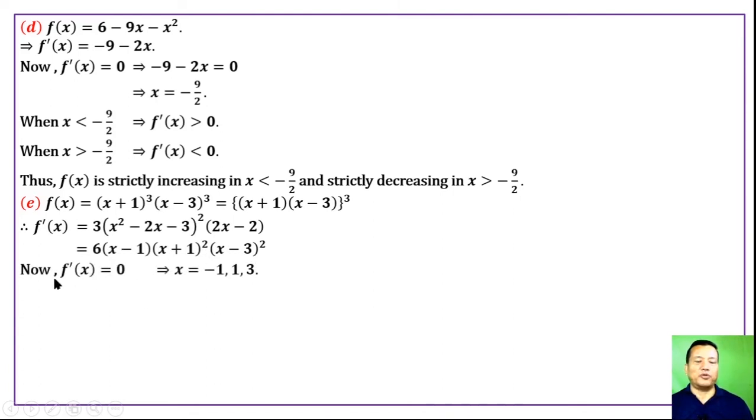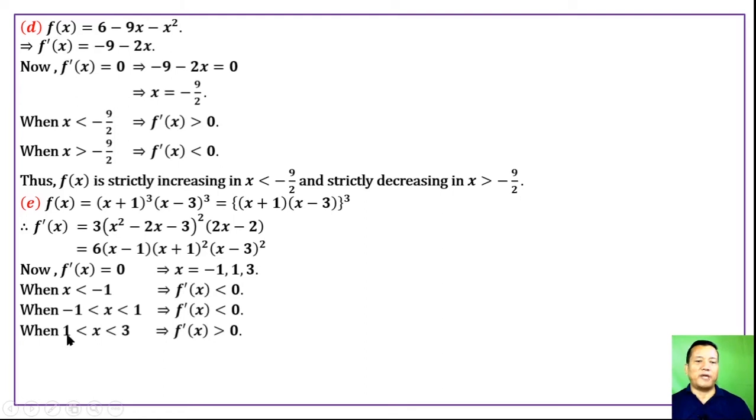Factorizing, we get this. Put f dash x equal to 0, solving x equal to minus 1, 1, 3. These three numbers divide the set of real numbers into four domains. When x is less than minus 1, the sign of f dash x is negative. When x is lying between minus 1 and 1, the sign of f dash x is also negative.